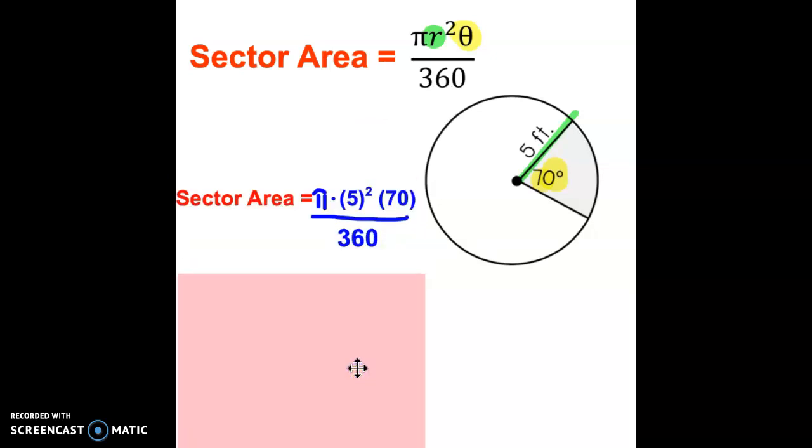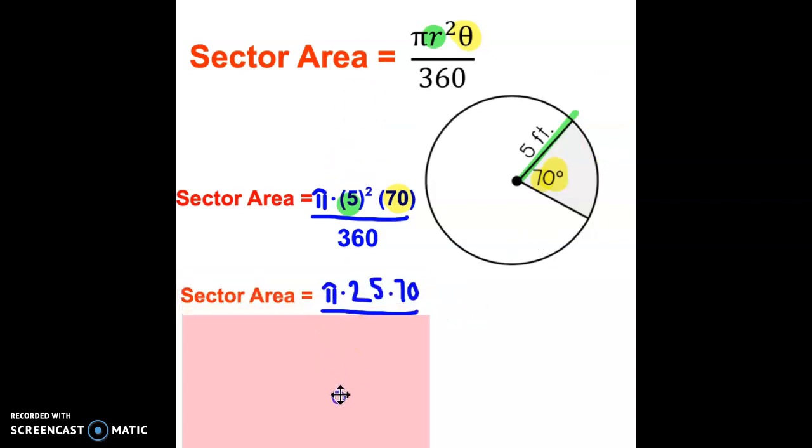So here we would get sector area equals pi times 5 squared, because 5 is the value of the radius, times 70, because 70 is our theta. It's the angle that we're given, divided by 360. Simplifying that, we get sector area equals pi times 25, because 5 squared is 25, times 70 divided by 360.